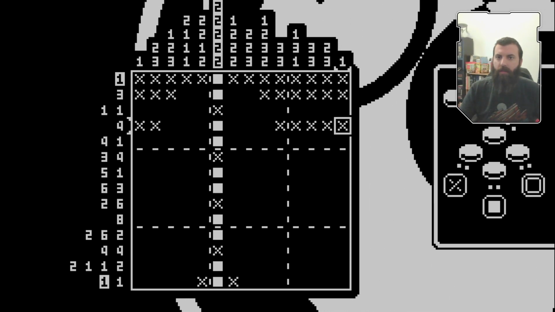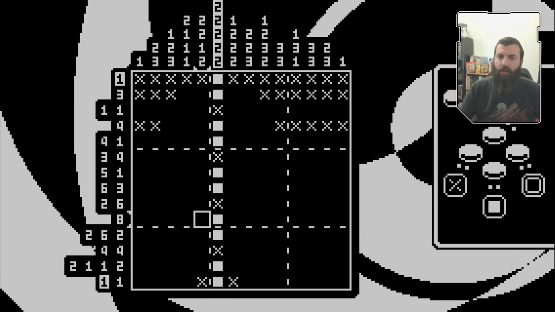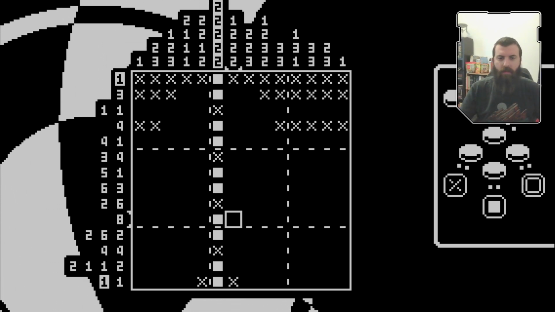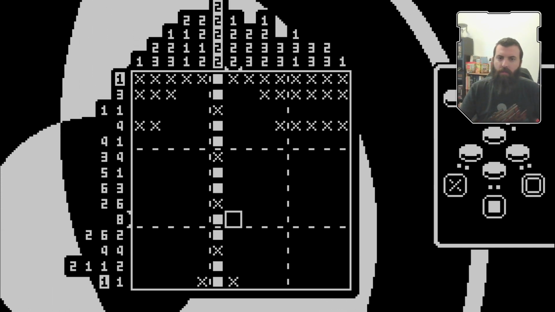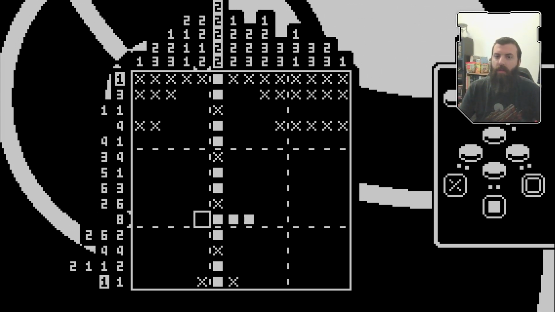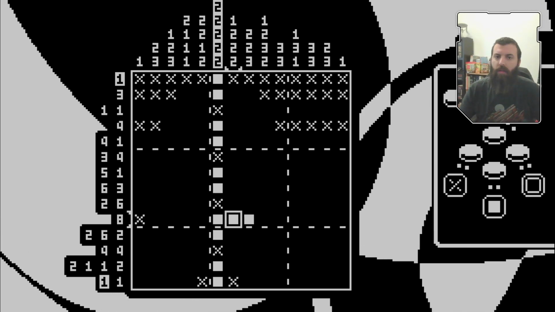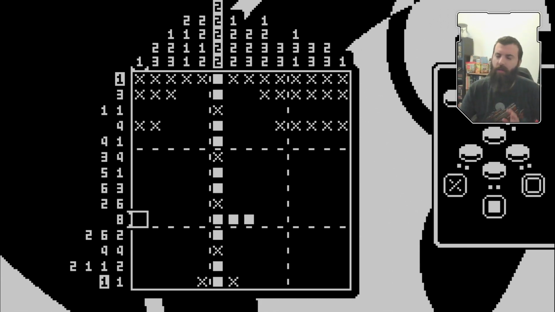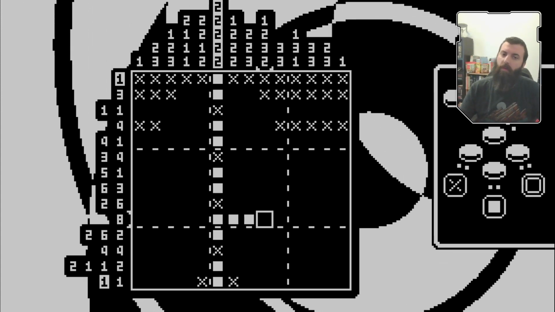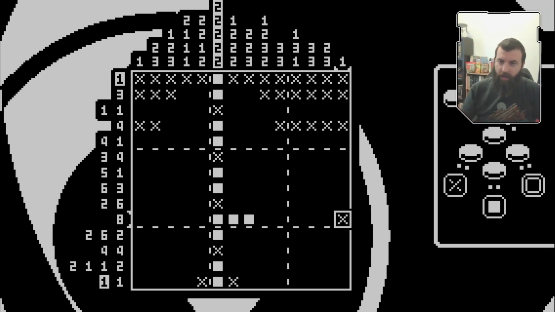All right. One, 4, 5, 6. Means that those three have to be filled in. And also does mean that we know that we couldn't reach to here. No, it doesn't mean that. That's the wrong conclusion to take. 1, 2, 3, 4, 5, 6, 7, 8. Couldn't reach to here. Getting there.